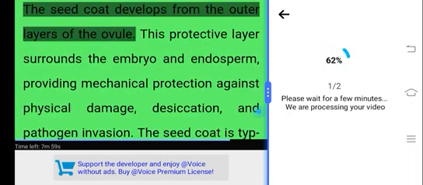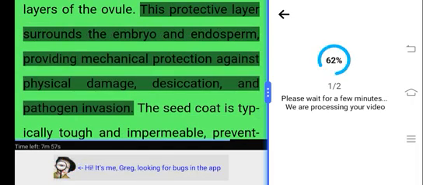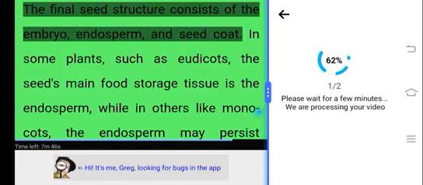Seed coat formation. The seed coat develops from the layers of the ovule. This protective layer surrounds the embryo and endosperm, providing mechanical protection against physical damage, desiccation, and pathogen invasion. The seed coat is typically tough and impermeable, preventing premature germination by blocking the entry of water and oxygen until conditions are favorable. The final seed structure consists of the embryo, endosperm, and seed coat.